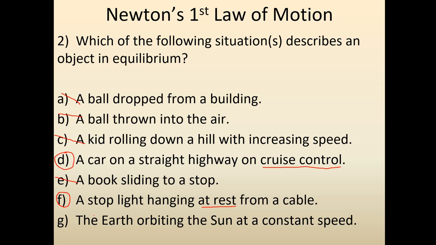G, the Earth orbiting the sun at a constant speed. It does say that the speed remains the same, but again, there was a little stipulation about it having to move in a straight line. The Earth goes around in a circle around the sun, so this is not a straight line. Therefore, this is not what we would consider in equilibrium. So the only cases that are in equilibrium are choice D and choice F.